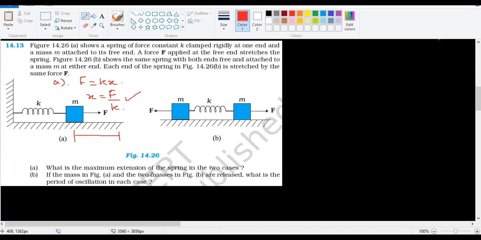The mass in figure A and the two masses in figure B are released. What is the period of the oscillation in each case? Well, we studied a formula: omega is equal to square root of K by M. So if the mass increases, omega will decrease. If the omega decreases, the time period will increase. So omega is equal to 2 pi by T. So when the mass increases, omega will decrease, whereas the time period will increase, meaning it will move very slowly.